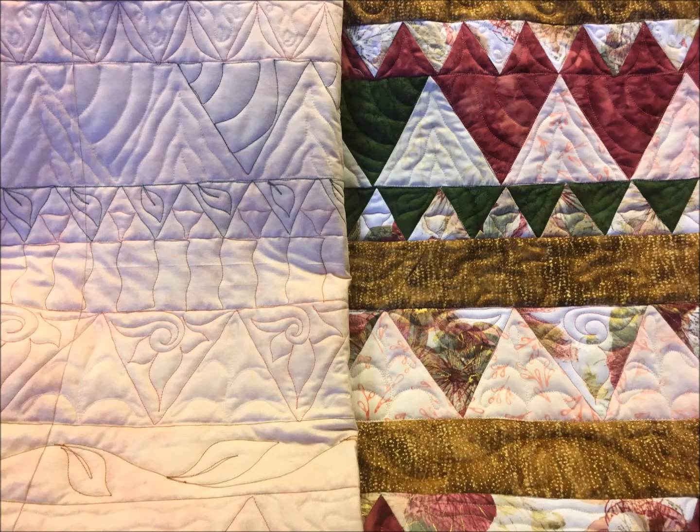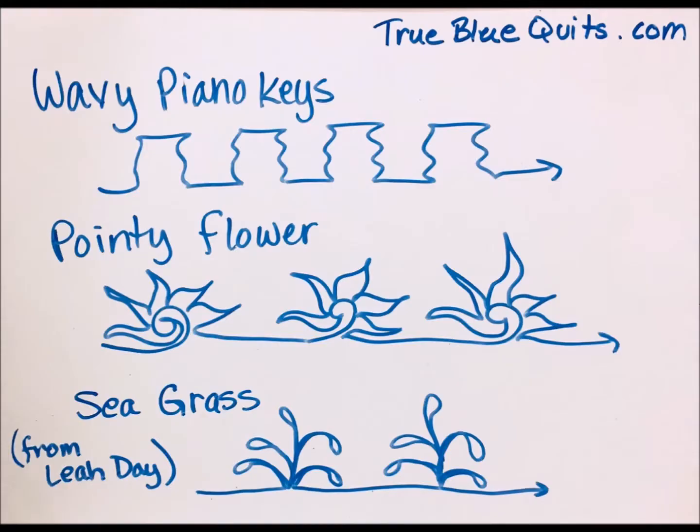Still looking at the same section of this quilt, I will now describe the plain borders and the medium size triangles. I used the Wavy Piano key stitch in one of the plain borders, a pointy flower similar to the daisy, but just make the petals a little bit pointier, and then a seagrass design, which is just an arch with a tiny loop on the end, again inspired by Leah Day's gallery of free motion quilting designs.